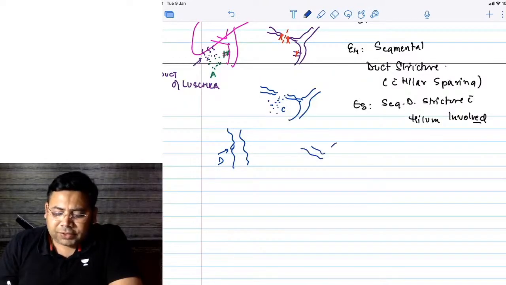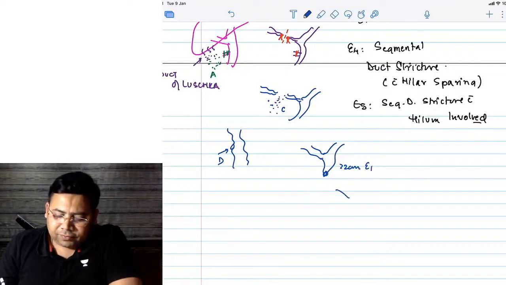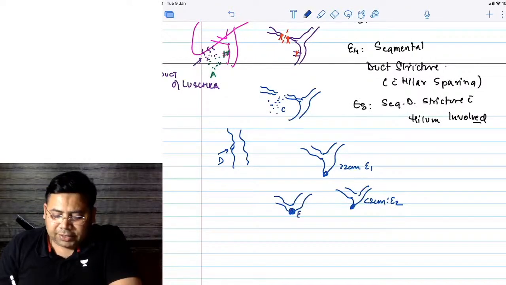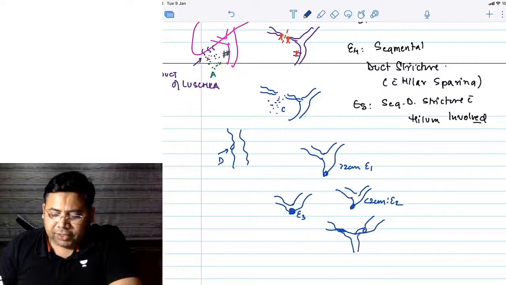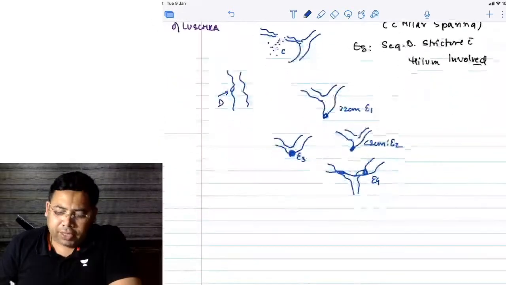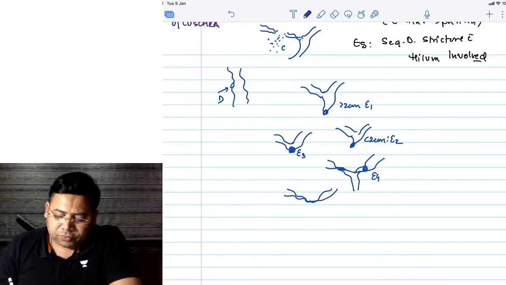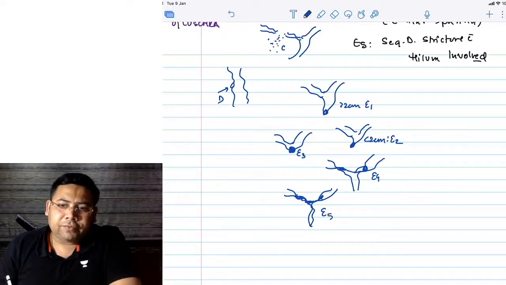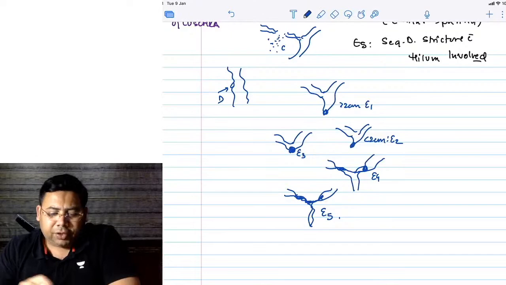Now when we talk about the strictures, if the stricture is more than 2 centimeters from the hilum, it is E1. If it is less than 2 centimeters from the hilum, it is E2. At the level of the hilum, it is E3. Remember, if it is a segmental duct stricture with the sparing of the hilum, that is E4. And if it is involving the hilum also, this is E5. You're getting E1, E2, E3, E4, E5.